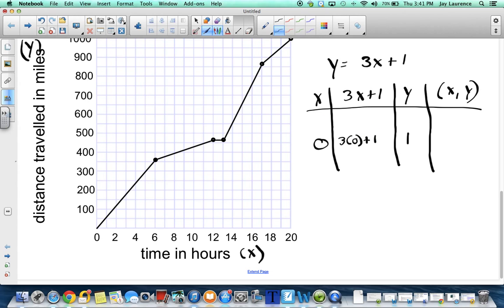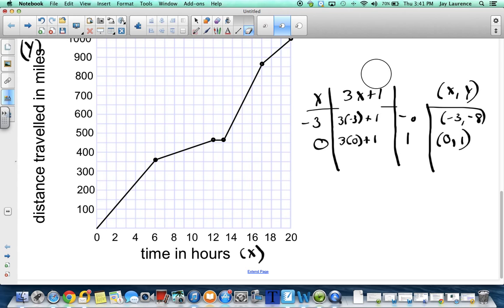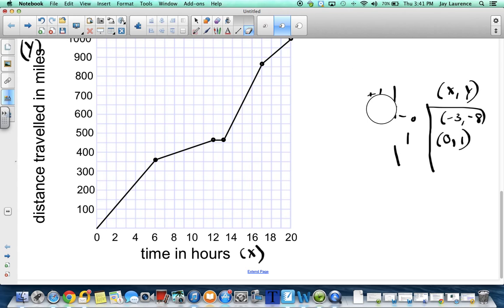Now if x was -3, then, oops, got ahead of myself there, sorry. I'm going to have 3 times -3 plus 1. -9 plus 1 is going to be -8. In that case, y is -8 because it depends on what x is. Y is the dependent variable. Did I say that enough times? Y is the dependent variable. We don't need this for this particular problem, but I'm just trying to relate something we did recently to what we're doing now.